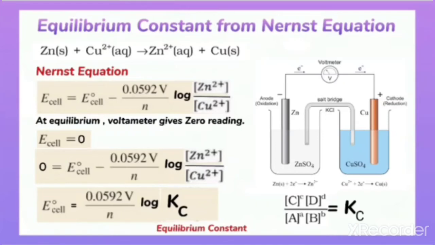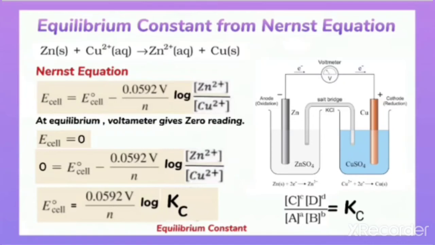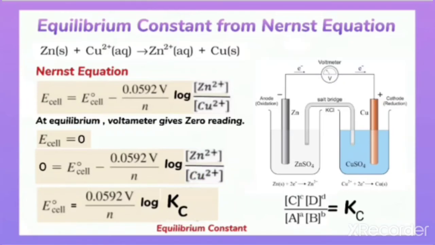This is the equation you have to learn for doing the problems, because the problems will be based on this equation. Note the equation: E naught cell is equal to 0.059 by n log Kc, where Kc is the concentration of products with their stoichiometric coefficients as powers by the concentration of reactants. Now let us do a problem based on this concept.